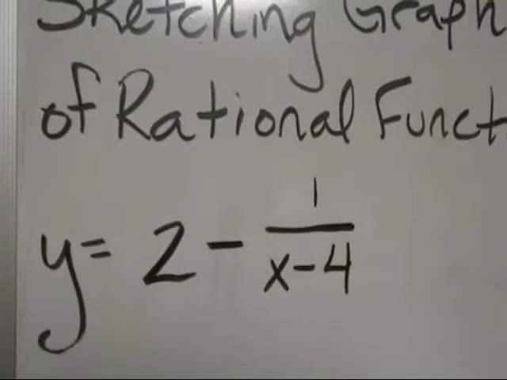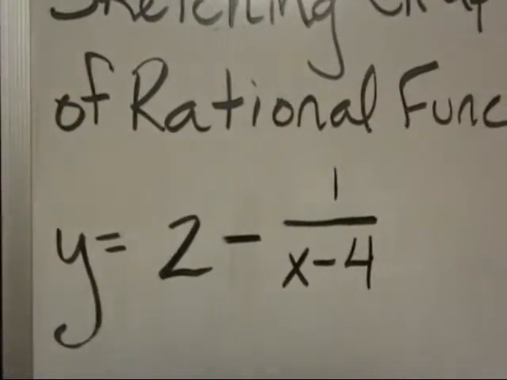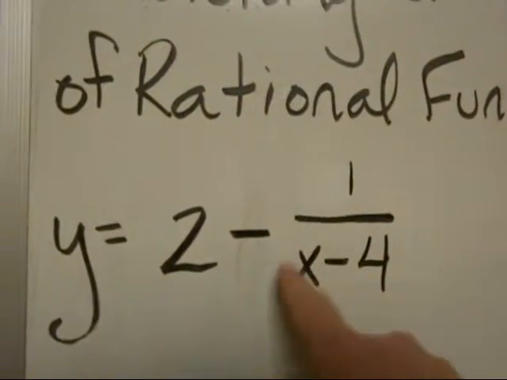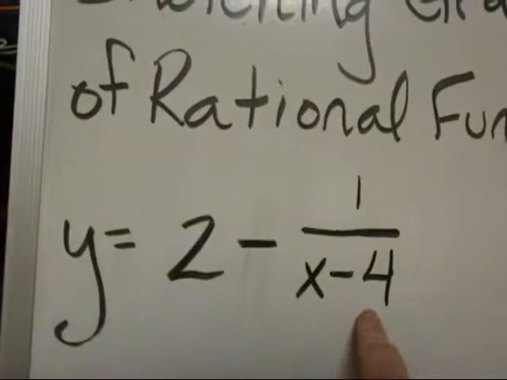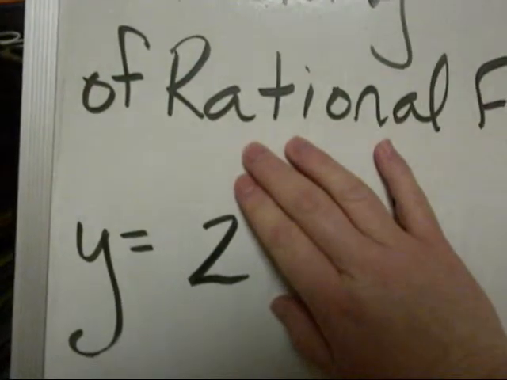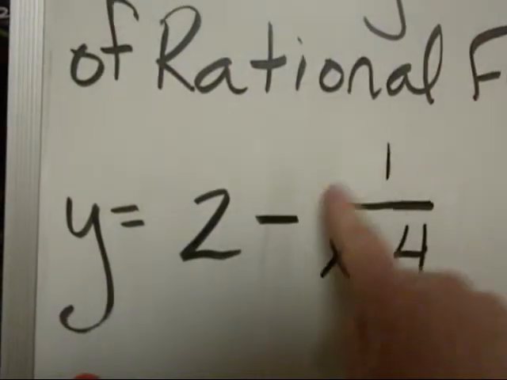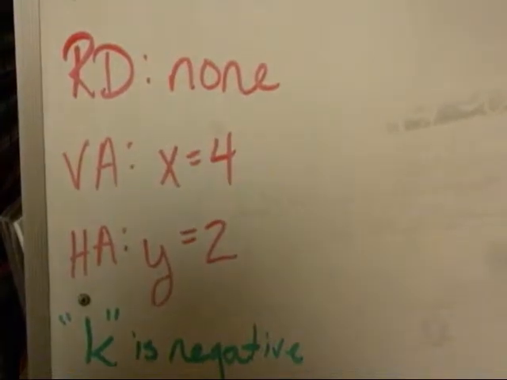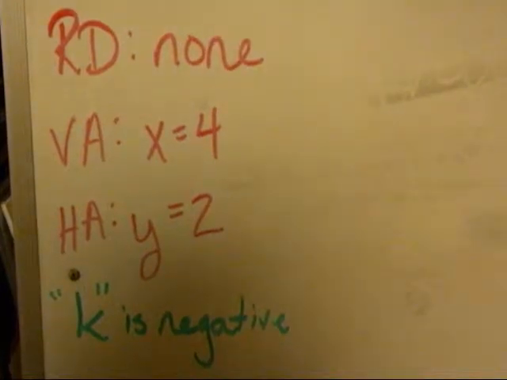Here's another example of graphing. Let's say we've already done our long division, and this is what we ended up with. What do you see? There was not a removable discontinuity. This will help me find my vertical asymptote. Set this part equal to 0, add 4 to both sides, so x equals 4 is my vertical asymptote. Ignore this part. I have a horizontal asymptote at y equals 2, but this time my k value is negative. No removable discontinuity. Vertical asymptote x equals 4. Horizontal asymptote y equals 2. The k value is negative.